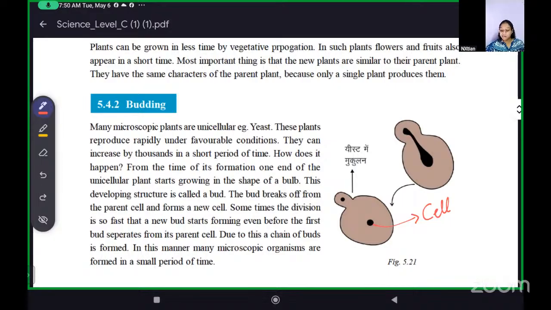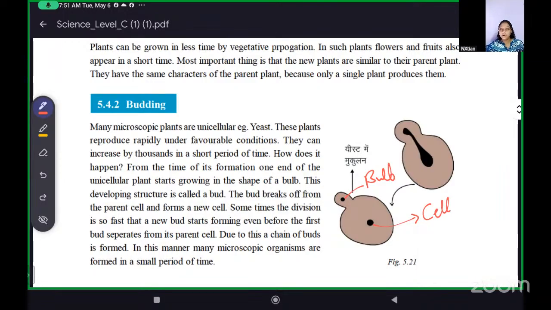How does this happen? From the time of its formation, one end of the unicellular plant starts growing in the shape of a bulb. This is the bulb. It starts growing in the form of a bulb, one part of the unicellular organism. This developing structure is called a bud. The bud breaks off from the parent cell and forms a new cell.